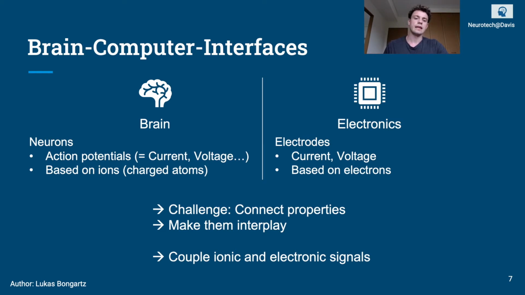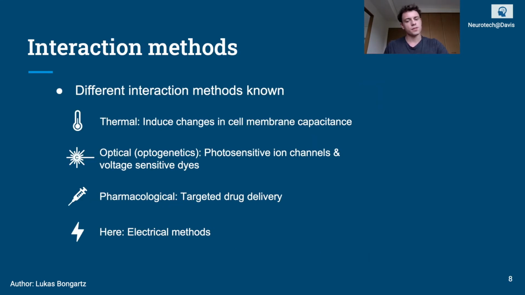So how can we in general interact with neurons? There are different ways known to interact with neurons, for instance, by thermal methods, which are based on induced changes in the cell membrane capacitance, or also the conductance of receptor ion channels. And the temperature, which is usually used, varies between 30 or 40 degrees Celsius. But as you might imagine, this method has to be controlled extremely precisely, as too high temperatures have the potential of cell damage.